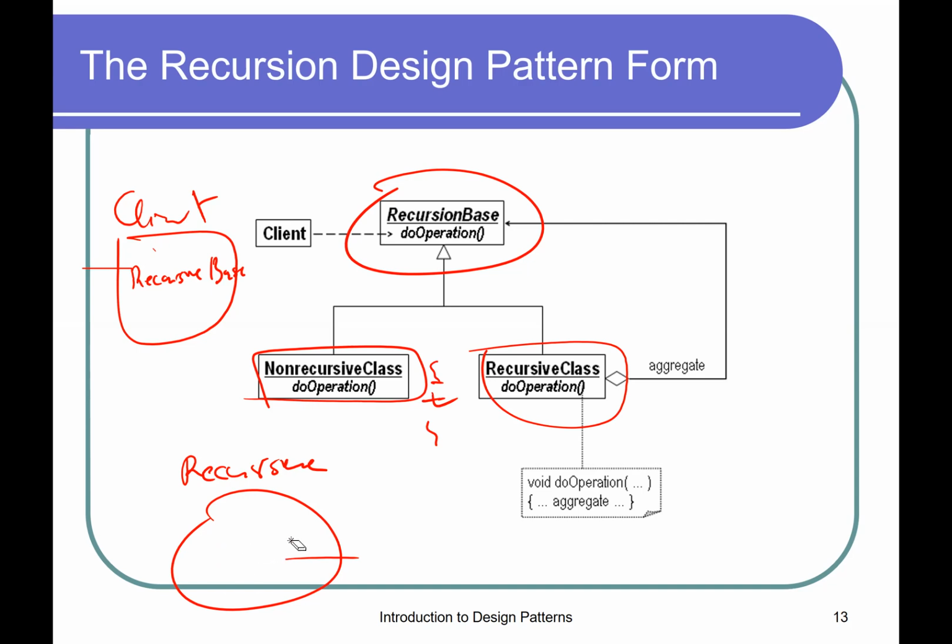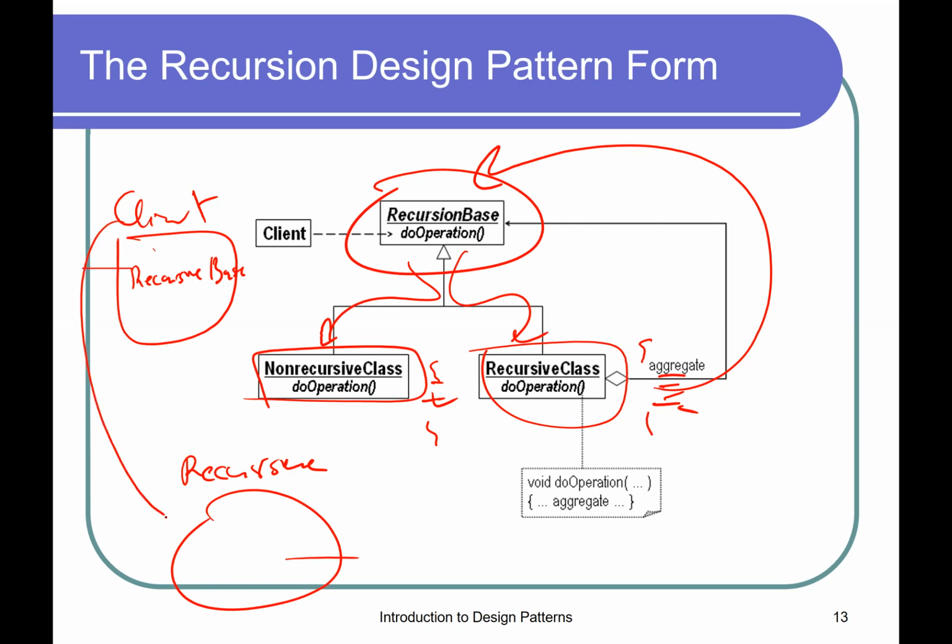If we used an object of the recursive class, we execute the code over here, and then we remove the object, go back up over here, and say next object in line. That next object in line could have been a non-recursive one, or it could have been a recursive one. But all the while, the client thinks it's just dealing with a recursive base object.